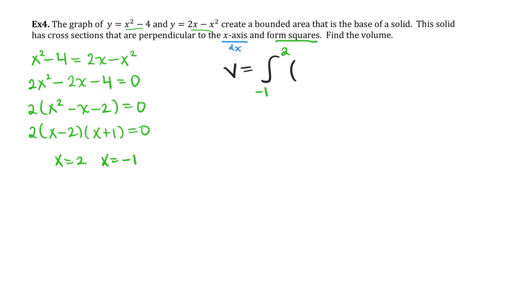To see which one's higher, since I don't have the graph, I could pick a number between negative 1 and 2. Let's go with 0. If I plug in 0, I get y equals 0 minus 0, which is 0 for that function. For this function, I get y equals 0 squared minus 4, which is negative 4, which means this one is higher. Okay, so I'm going to do this one first, minus the other one. Make sure you put the other one in parentheses when you're subtracting. And then because this is a square, it's the cross section squared.